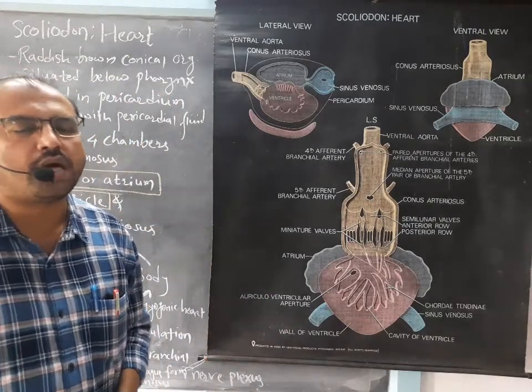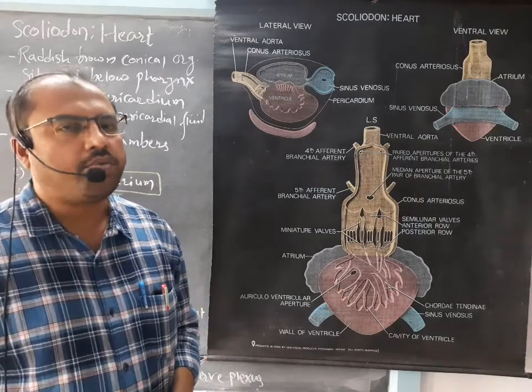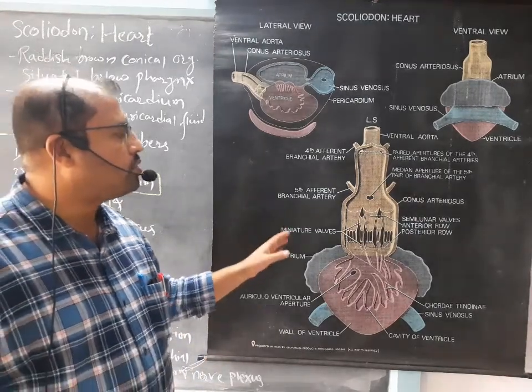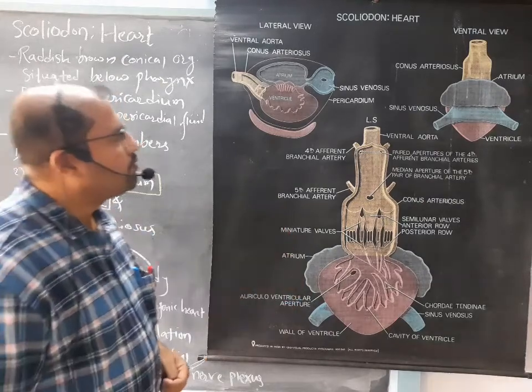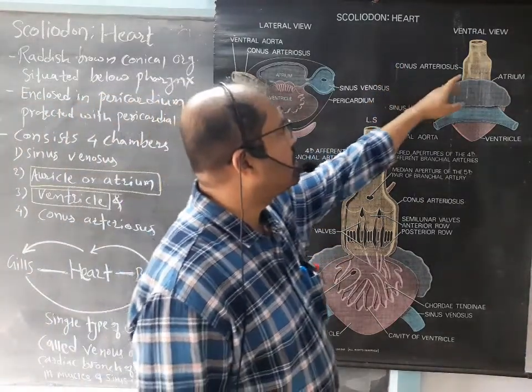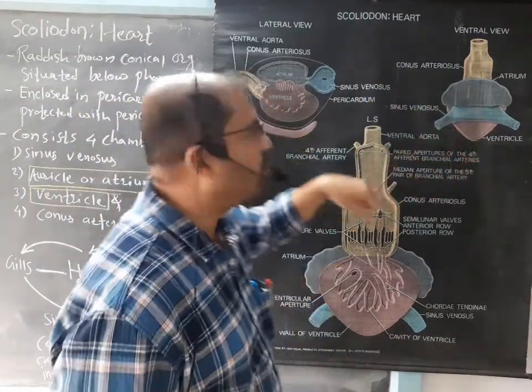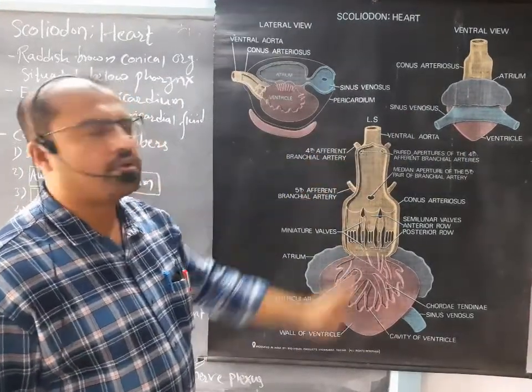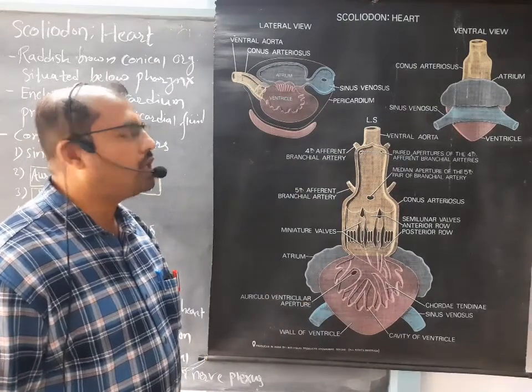So now let's start with the heart of Scoliodon. This chart shows the different figures of the heart of Scoliodon. This is the ventral view of the heart of Scoliodon. This is a lateral view, and this is the longitudinal section of the heart of Scoliodon.